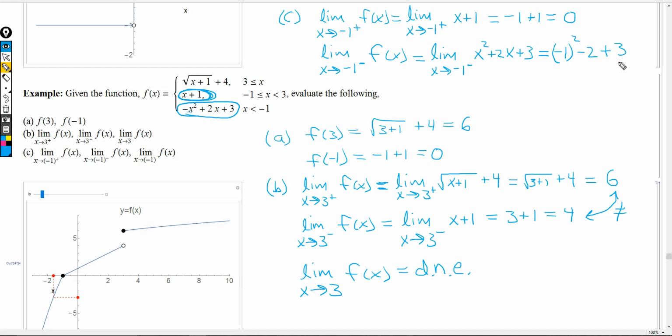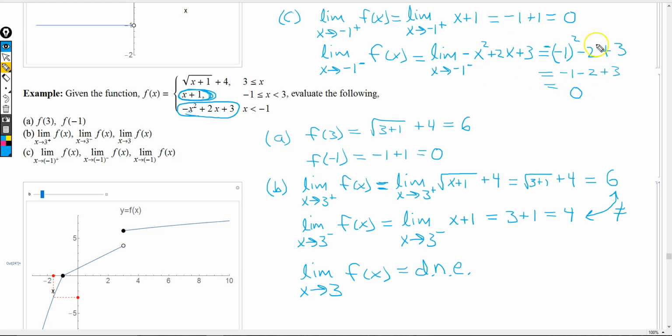Oh, I have a small error right here. I should have a negative with that x squared, right? Negative right there. See, I have a minus here. I forgot my negative, so I'll put that right there. So this is negative -1 squared, minus 2, plus 3. And so that's equal to -1 minus 2 plus 3, and that is 0.